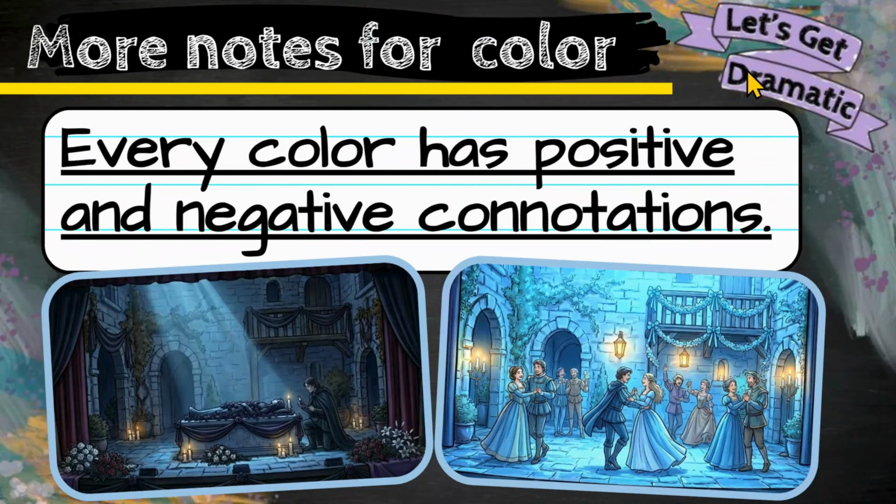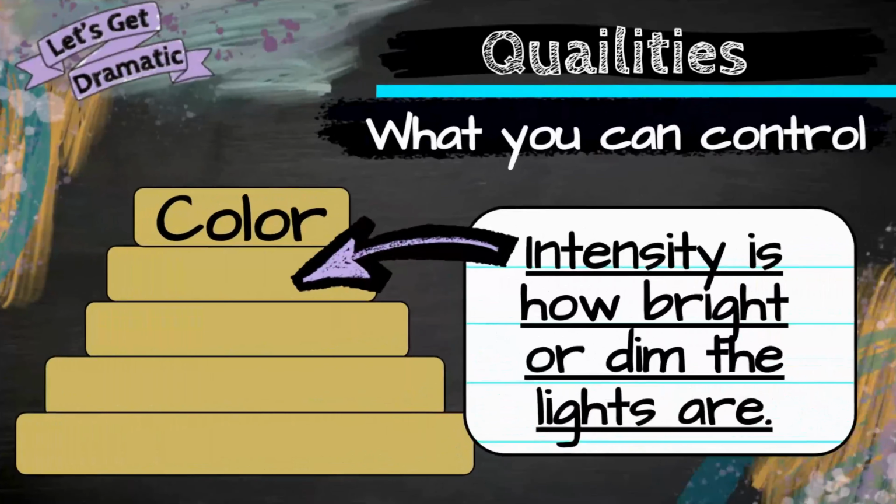More notes for color. Every color has positive and negative connotations. Sometimes we think of red as anger, but red can also be love. Here's blue. Blue can be sadness, but also light blues and things like that can indicate happiness, cheerfulness, and hope. So there's a positive and negative to each color. Make sure you remember that so that you don't just think this color is for this thing and get stuck in that box. Next quality is intensity: how bright or dim the lights are.